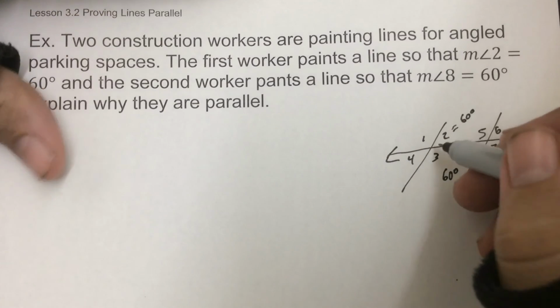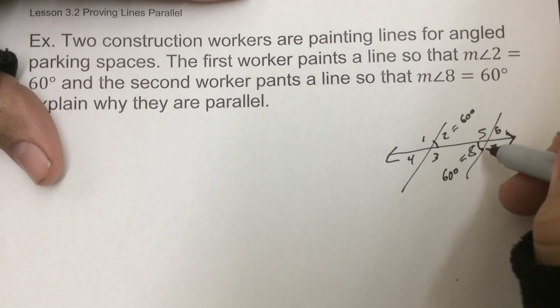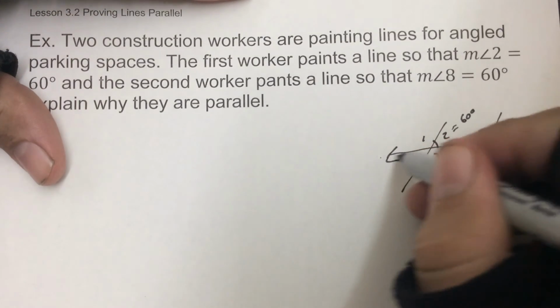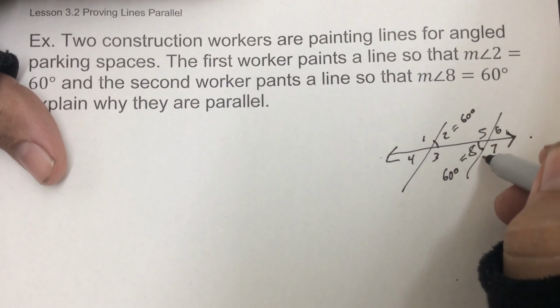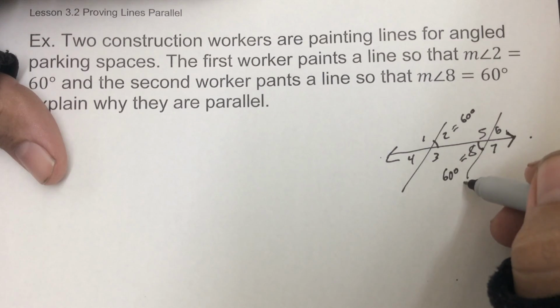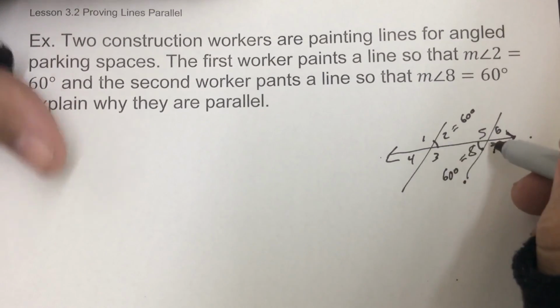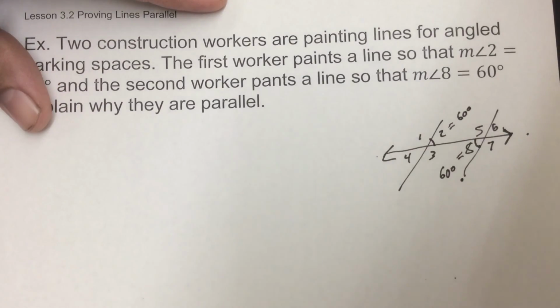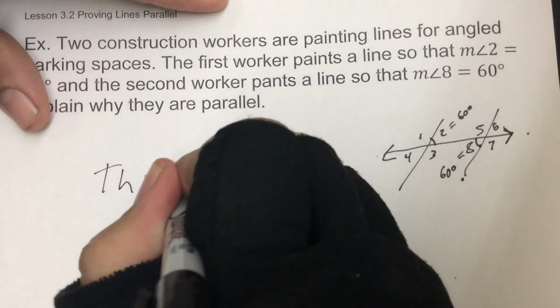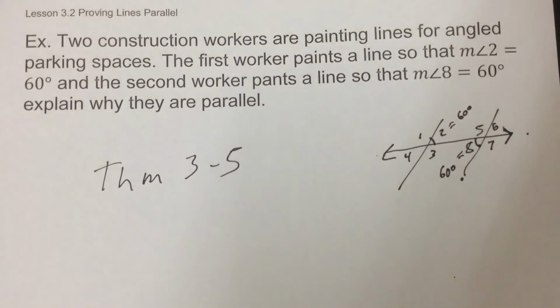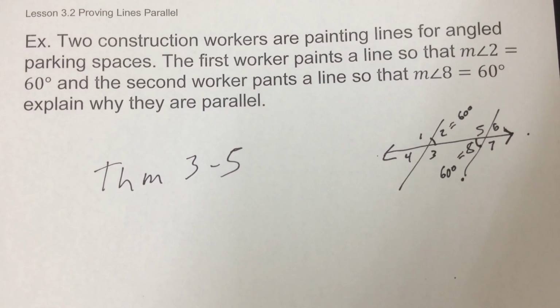Well, let's look. If we know this angle and this angle are congruent, these are what type of angles? Well, they're along our transversal here. So they're on opposite sides of it, and we have our parallel lines that we're trying to show. They're on the inside of those. So these are alternate interior angles, and we know if alternate interior angles are congruent by theorem 3.5, then we know that the lines are parallel.